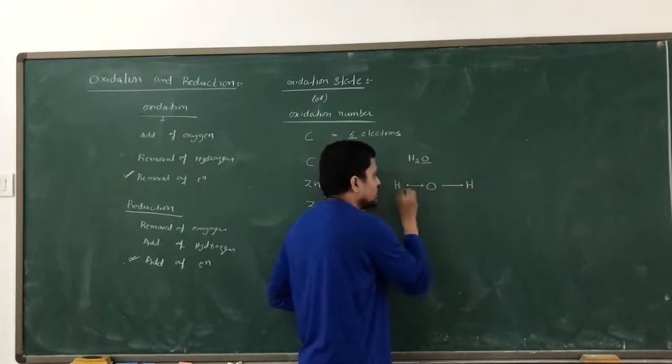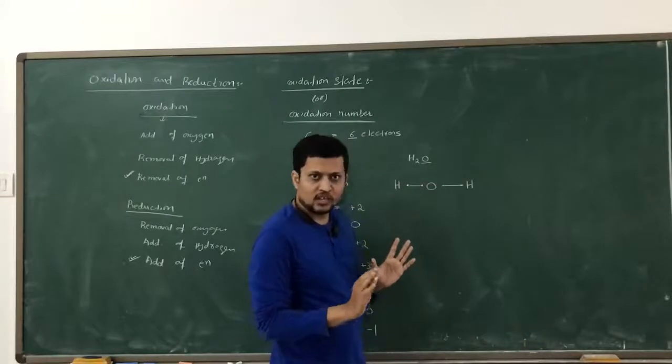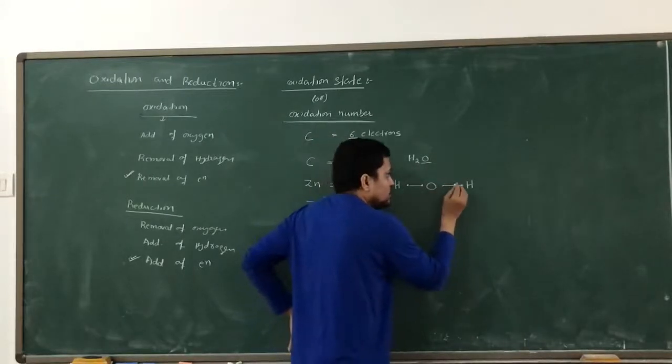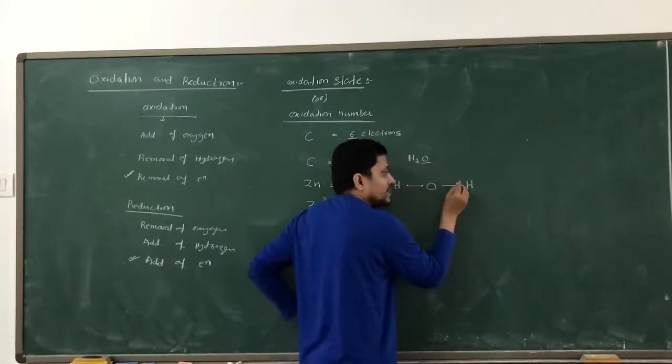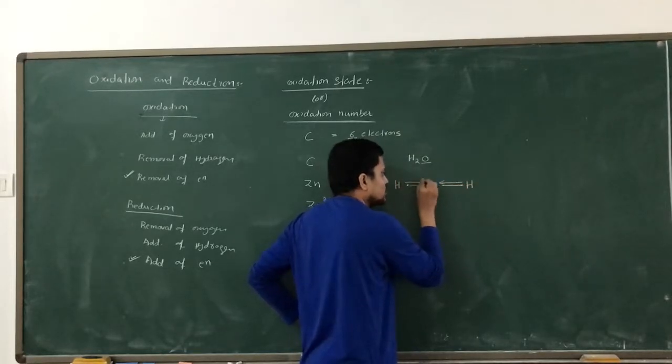In this bond also they are having two bonds. Oxygen is sharing two electrons and forming the bond. Fine, we know that. In that way, because oxygen has high electronegativity, these two electrons are moving towards the oxygen.